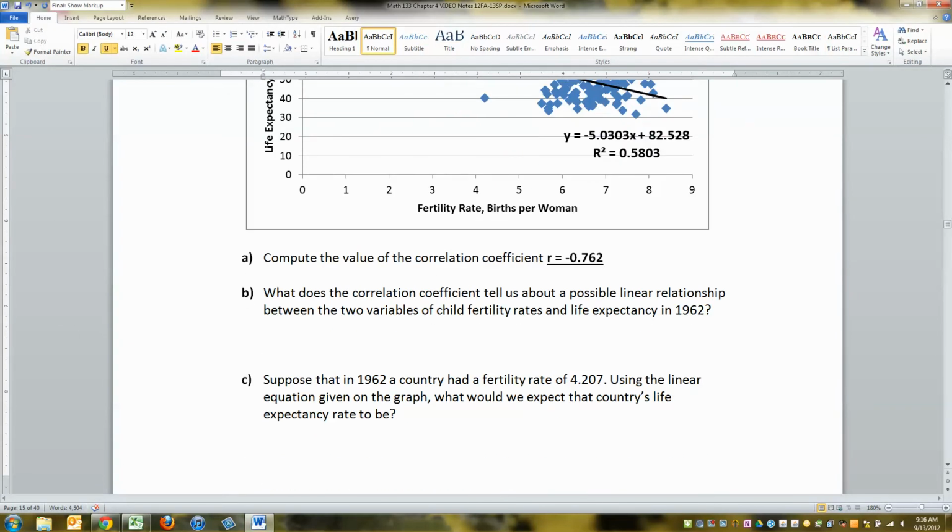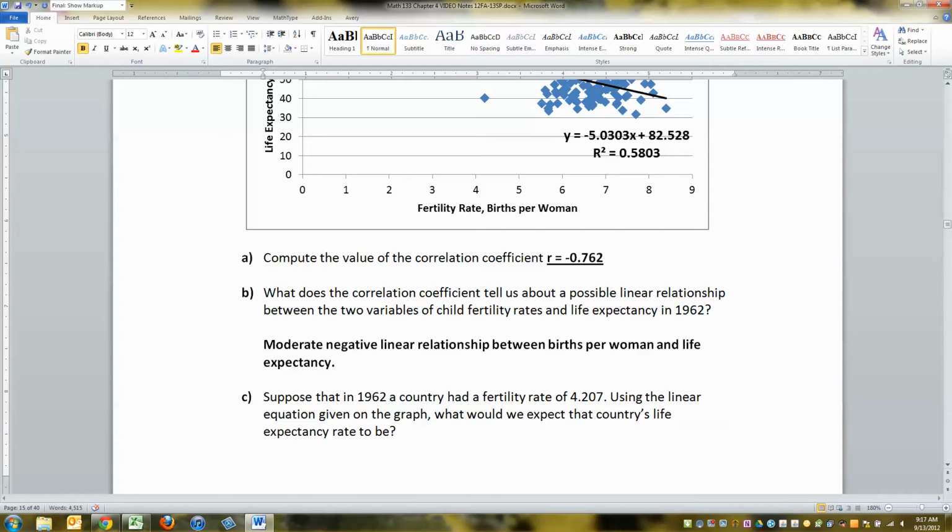All right, what does that tell us about it? That's a moderate negative linear relationship between births per woman and life expectancy. Good.